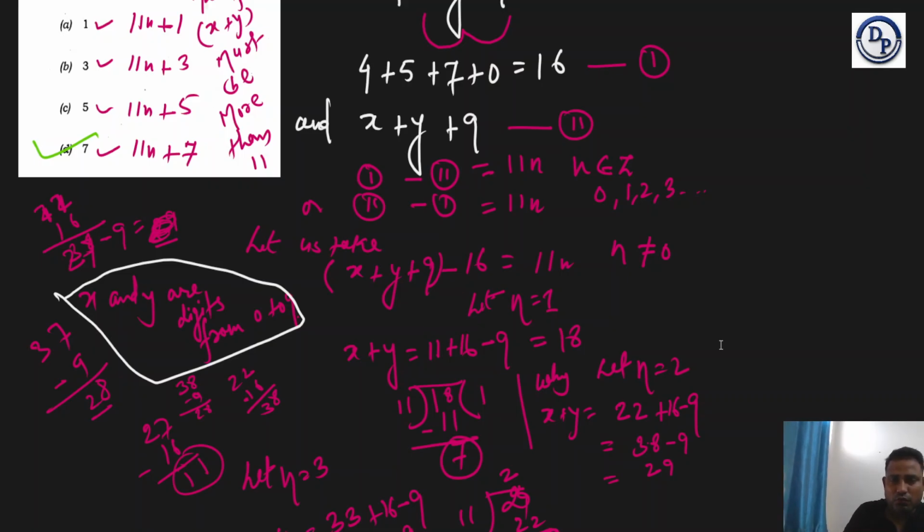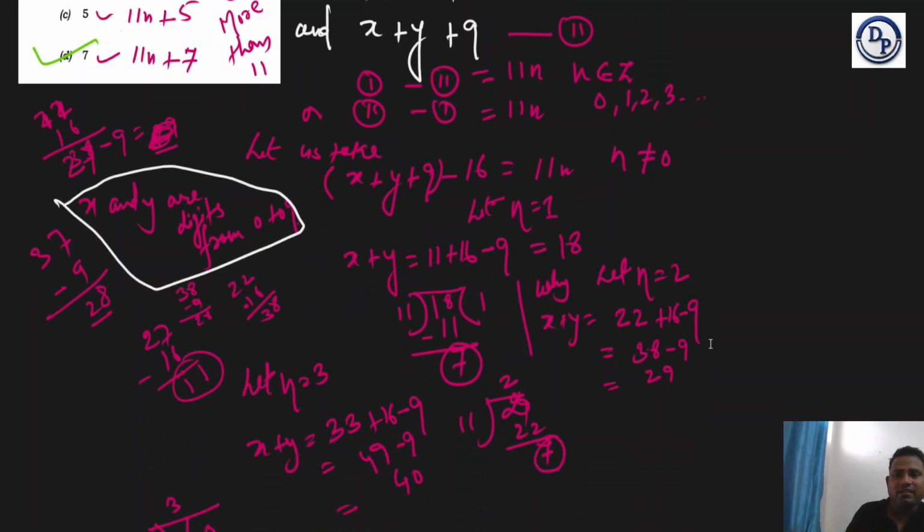Now we have to find the value of x plus y. The difference of these two, x plus y plus 9 and 16, must be a multiple of 11. So I wrote it here: x plus y plus 9 minus 16 must give us a multiple of 11, or it could be 0 as well. Let us consider n equals 1. So when I placed n equals 1 here, x plus y equals 11. This minus 16 becomes plus 16, and this plus 9 becomes minus, we get 18 only. When we divide 18 by 11, we get 7 as remainder.